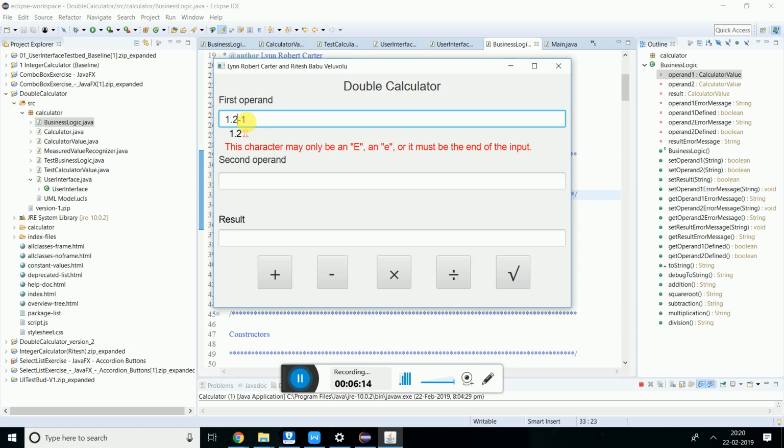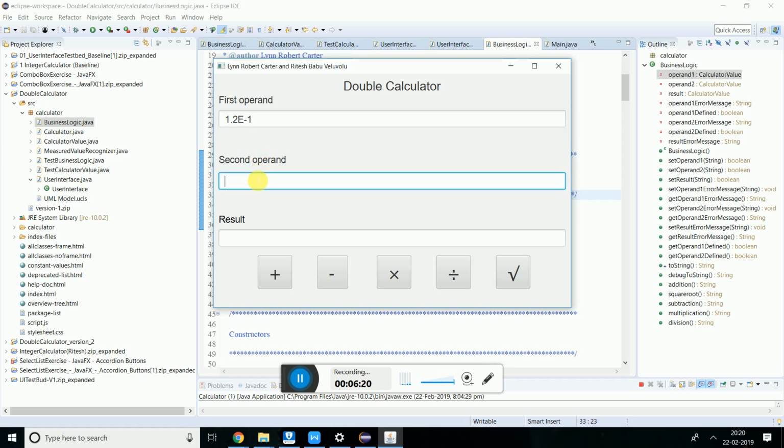We can also represent this as a capital E, and we can also perform the addition operation of these two numbers. Here the sum is displayed, the subtraction, the multiplication of these two numbers of exponential terms, and a division, and this is the square root operation.